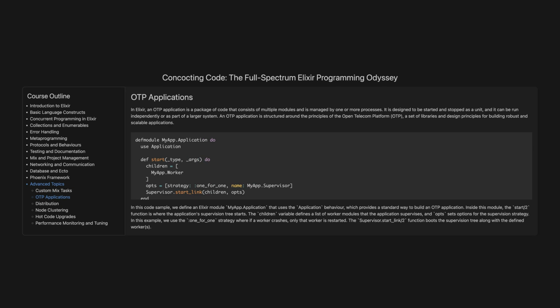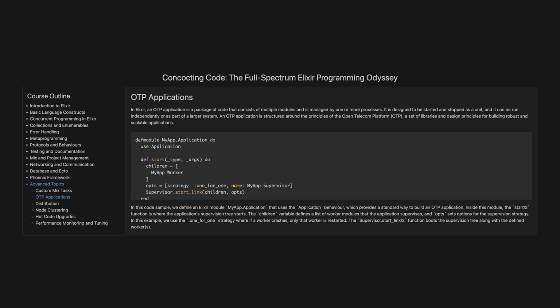OTP Applications. In Elixir, an OTP application is a package of code that consists of multiple modules and is managed by one or more processes. It is designed to be started and stopped as a unit, and it can be run independently or as part of a larger system. An OTP application is structured around the principles of the Open Telecom Platform, OTP, a set of libraries and design principles for building robust and scalable applications.